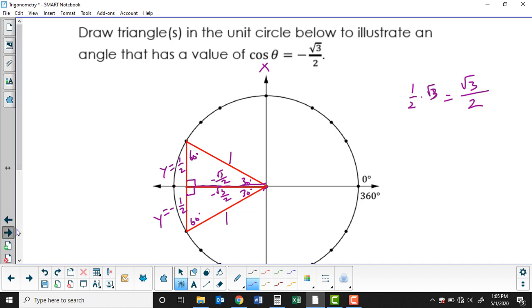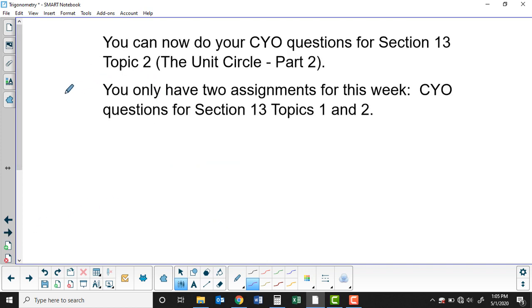Finally, now you can do your check your understanding questions for section 13, topic 2, unit circle part 2. These are the only 2 assignments you have this week. You do not have a third one. Next week, we're also going to have 2 more, and the final week, we're going to have 2 more.